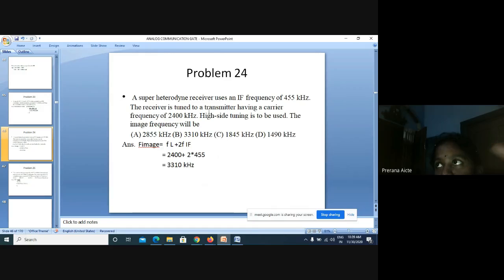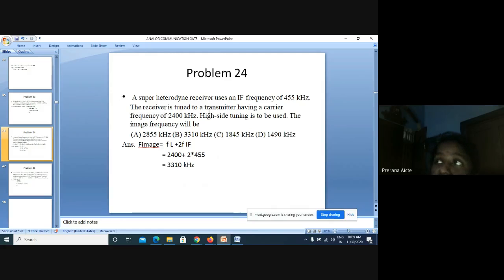So the received signal will first be transmitted through your RF amplifiers. The output of these RF amplifiers is given to your mixer. The other input to this mixer is your local oscillator. The output of this mixer is given to your IF amplifiers. From the IF amplifier, the output is given to your demodulator.